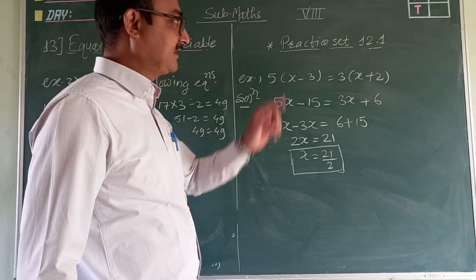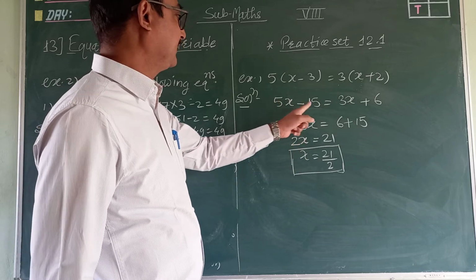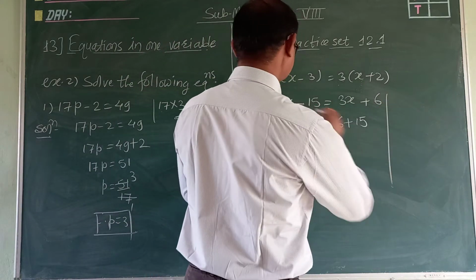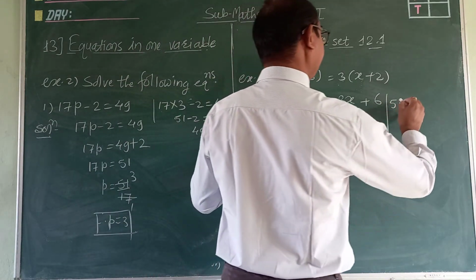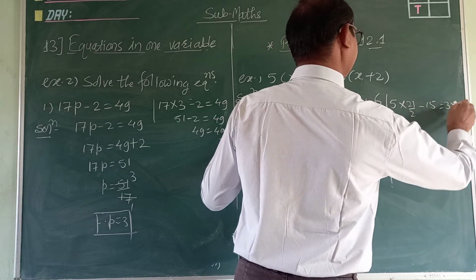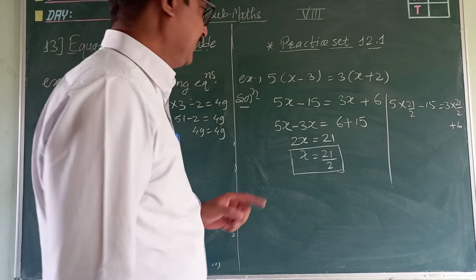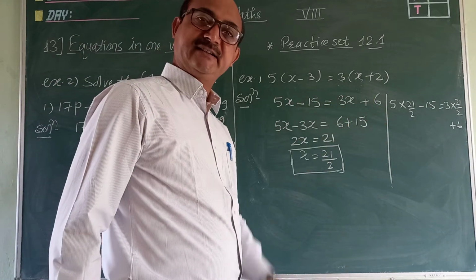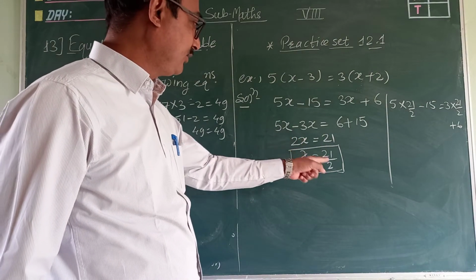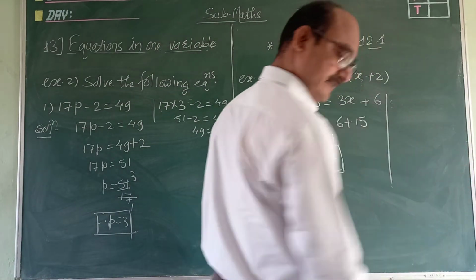So we check whether our answer is correct or not in this equation. 5x is equal to, suppose, 5 multiplied by 21 upon 2 minus 15, and here 3 multiplied by 21 upon 2 plus 6. If you solve this one, you will get both sides equal. Or you can take here also: this one comes 21 upon 2, 2 cancel, 21 equal to 21. So this is the answer.